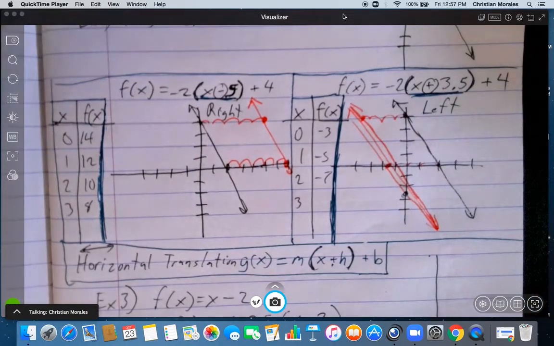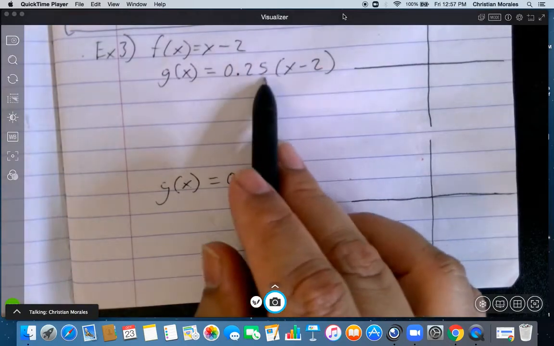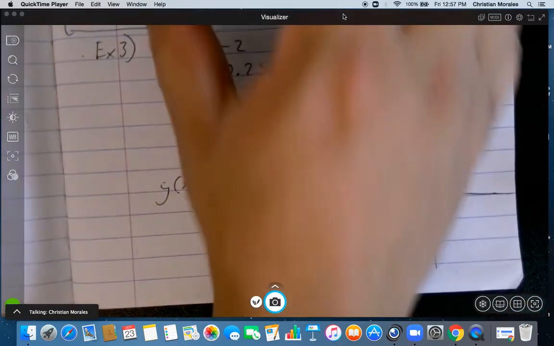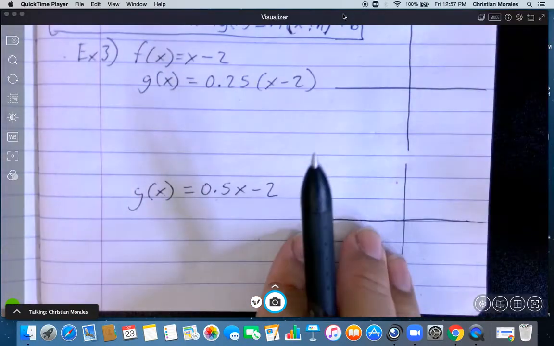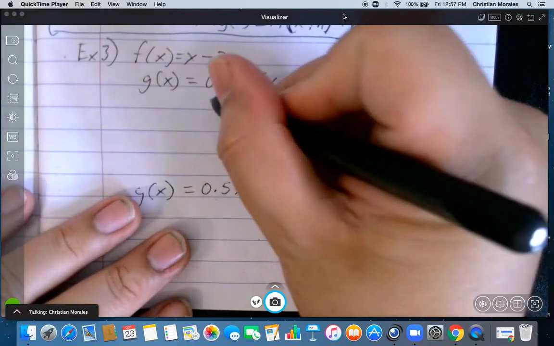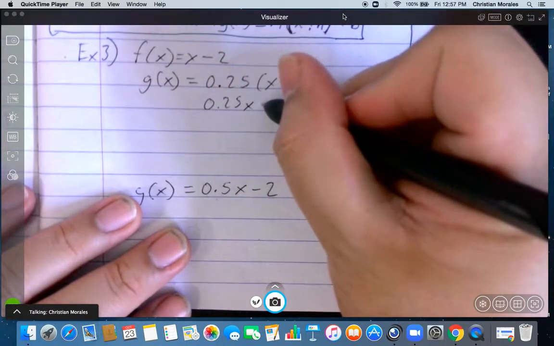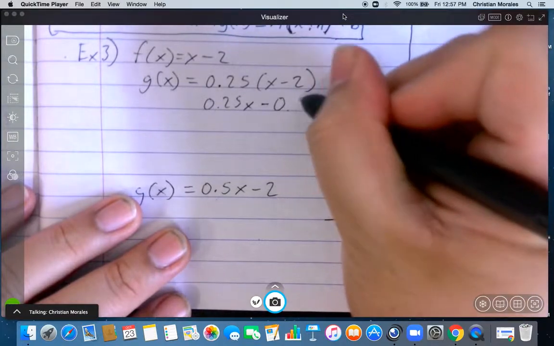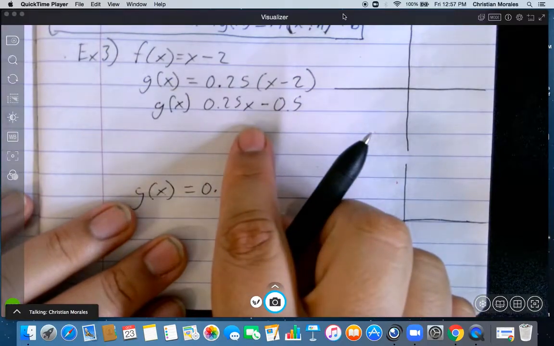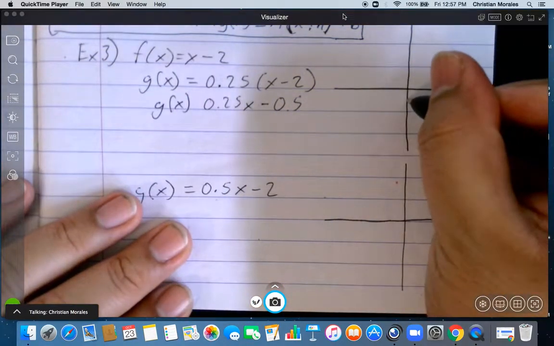Now the last one I want to show you is when you see the slope, but you see it as a decimal, okay? How do you deal with these problems? So what we do is, when you see it in parentheses, you have to distribute. So if you distribute, you get negative 0.5 here. So here's the function for that one. And then 0.5 is your starting point, so somewhere right here.